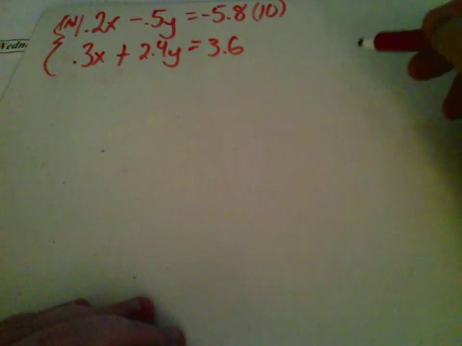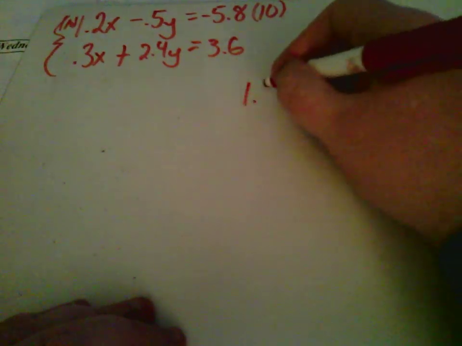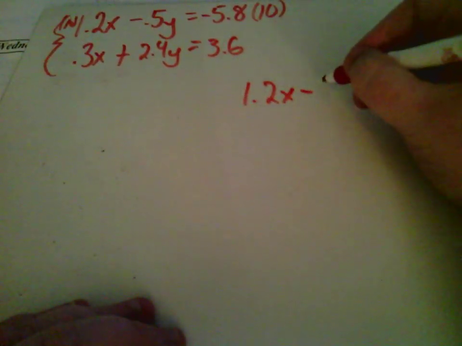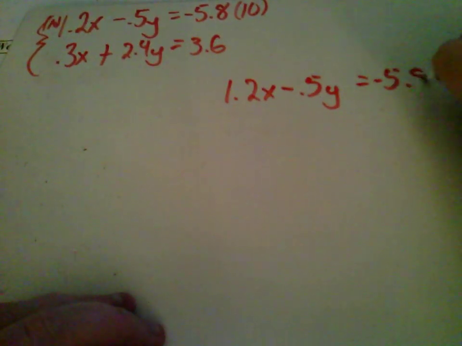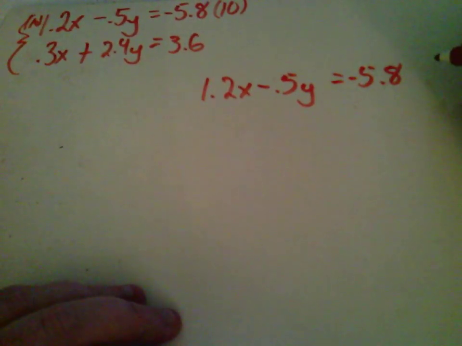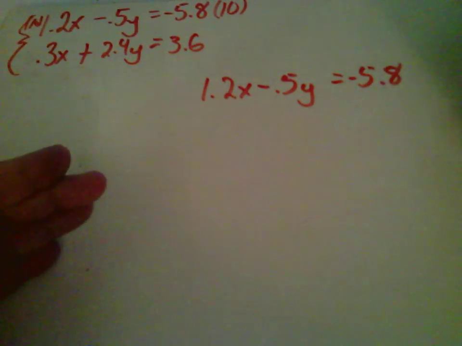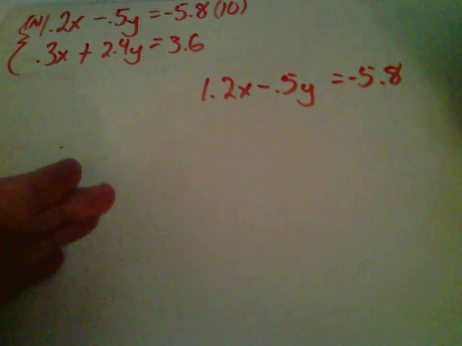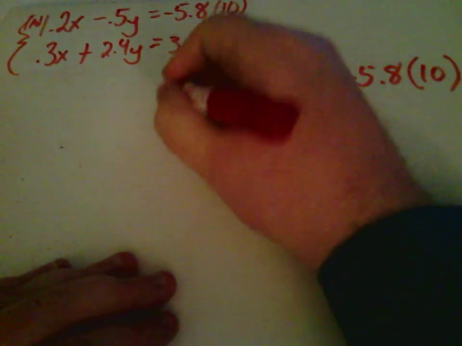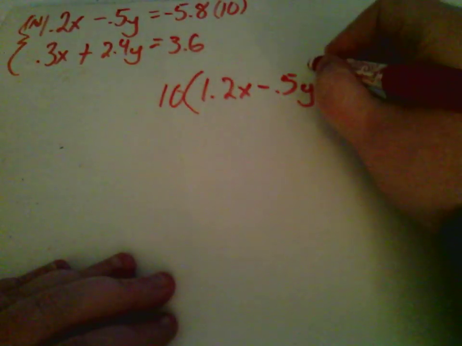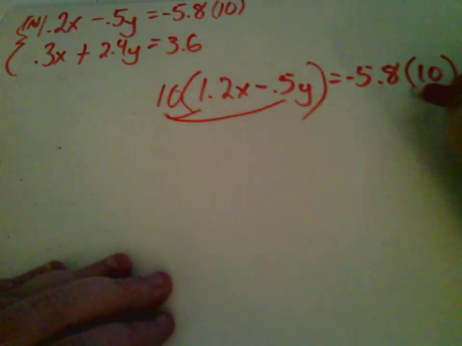Alright? And I really want you to think about this for a second. Whenever you're dealing with an equation, let's rewrite it: 1.2x minus 0.5y equals negative 5.8. Whenever you're dealing with an equation, whatever you do to one side, you do to the other. You can do anything you want to one side, as long as you do the same thing to the other side. So if I multiply this side by 10, and I multiply everything over here by 10, that will give us the following.